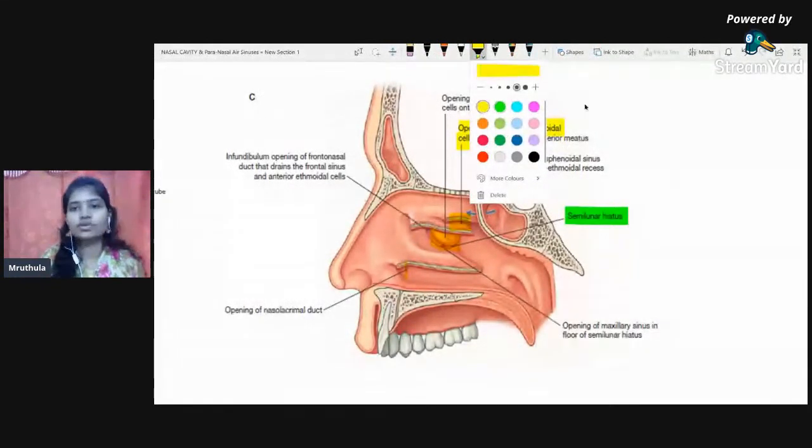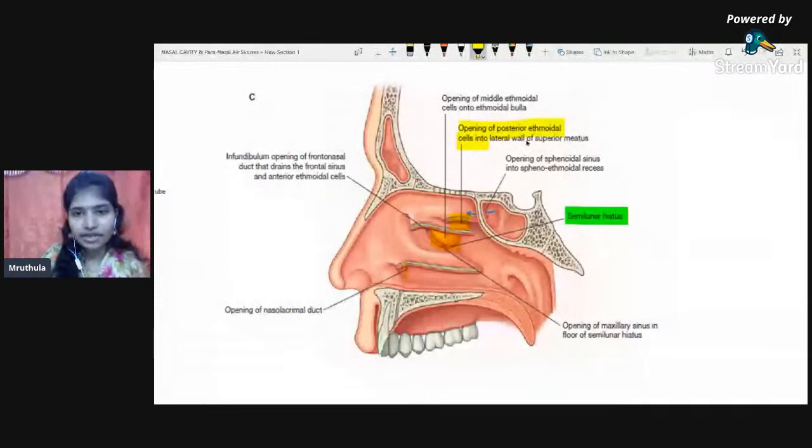So you need to concentrate more now. This is very, very important. We have seen the opening in the superior meatus. It is the opening of posterior ethmoidal cells. And in the middle meatus, we have the opening of anterior ethmoidal cells, and the opening of maxillary sinus, and we also have the opening of middle ethmoidal cells.